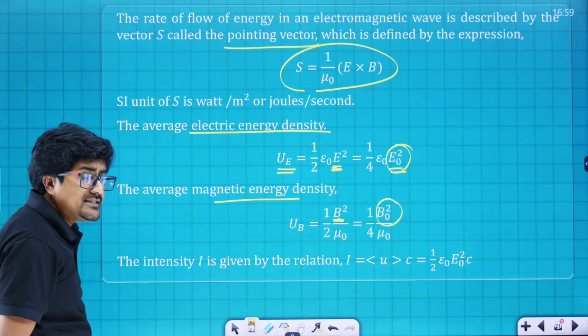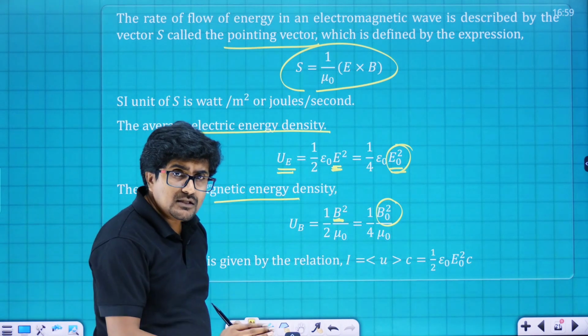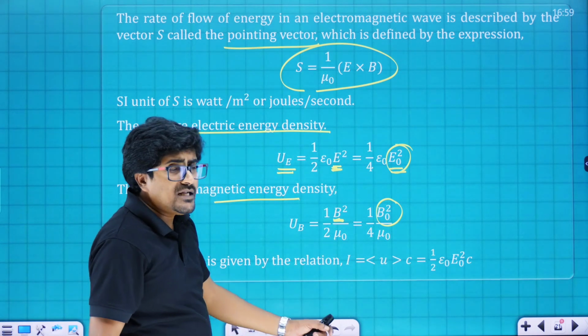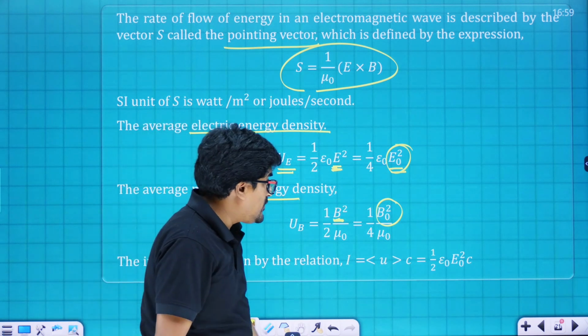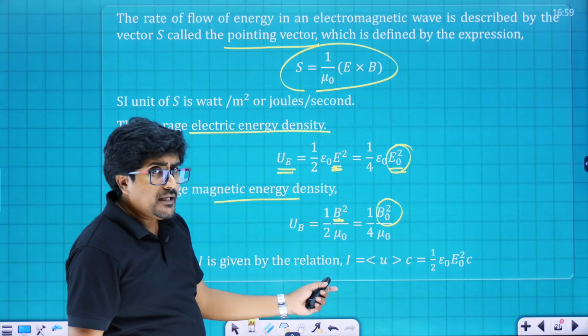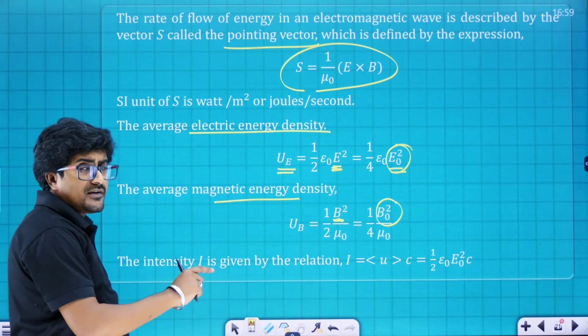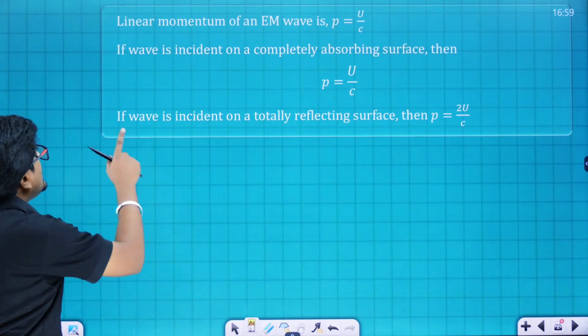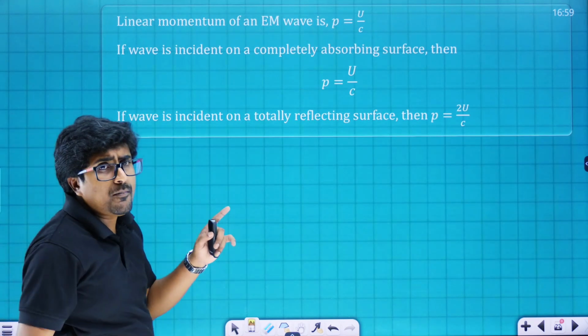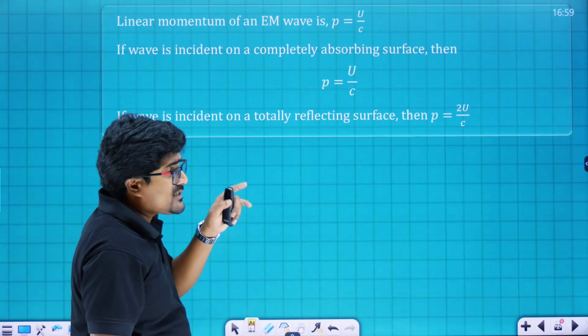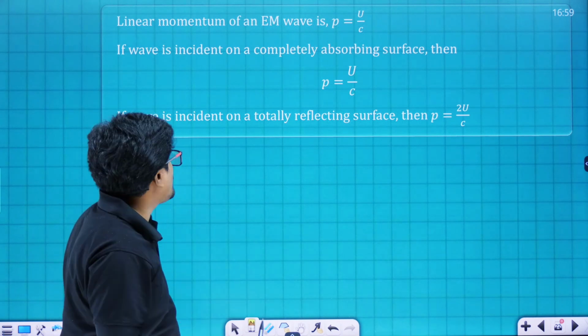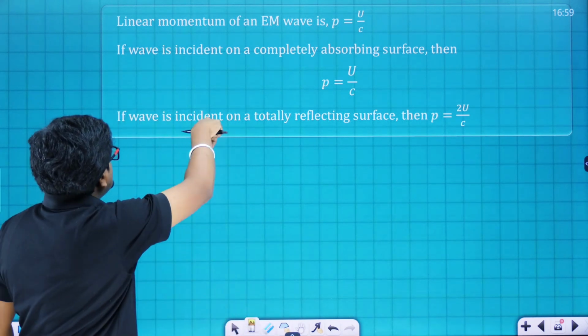And the next one is intensity. The intensity of the electromagnetic wave is basically energy delivered per unit time per unit area, that is half of epsilon naught into E naught square times small letter c, where small letter c is the speed of light. Next one is linear momentum. Linear momentum is basically U by c only, where c is again the speed of light.